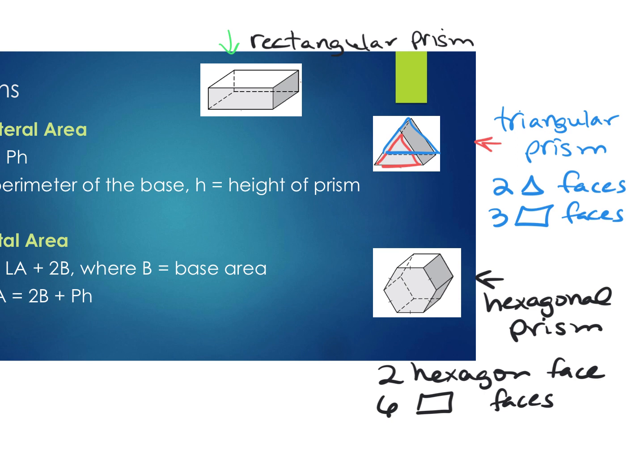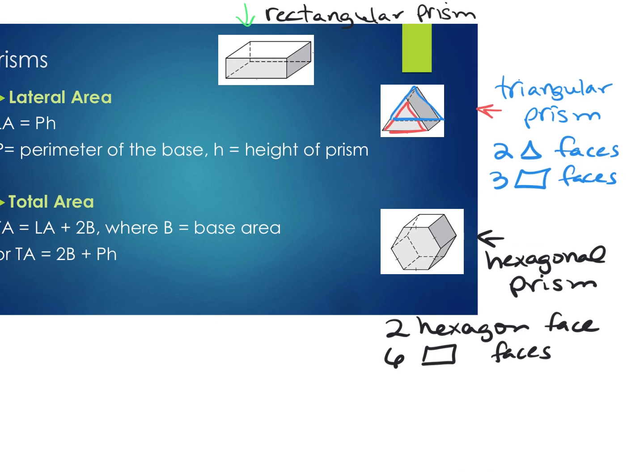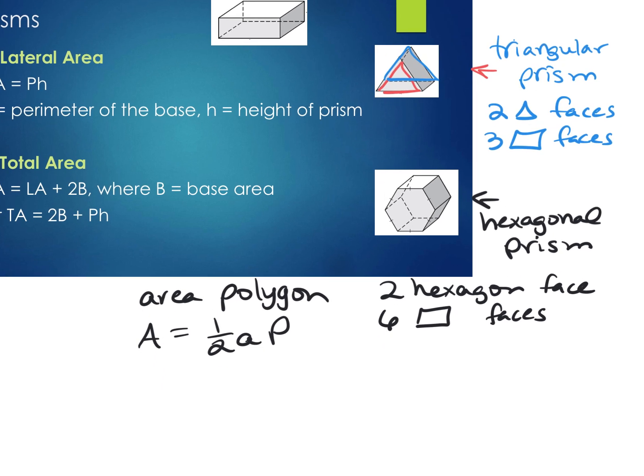Now, in order to find the area of the hexagon, we've got to reach back to our section 11.3 and remember that formula for area of a polygon. And this is what we would use for a hexagon. You can either memorize it as 1/2 apothem times perimeter, or 1/2 apothem times number of sides times the side length. So we will be bringing back this formula.